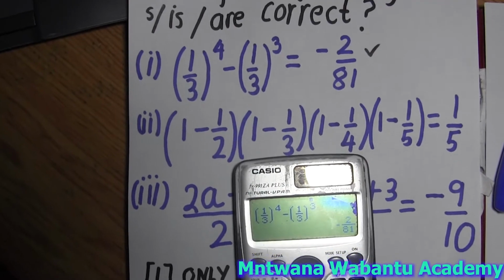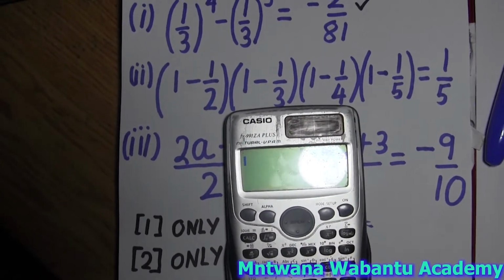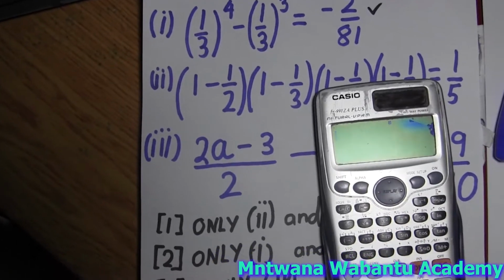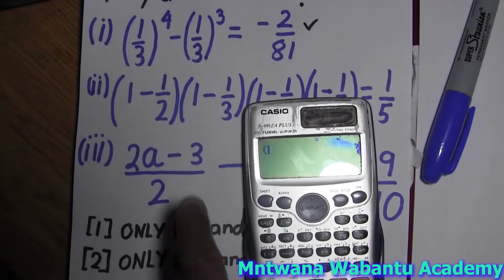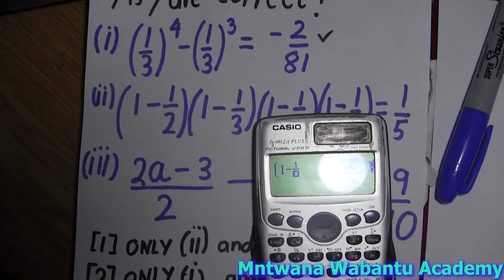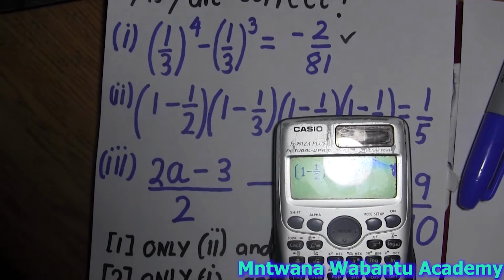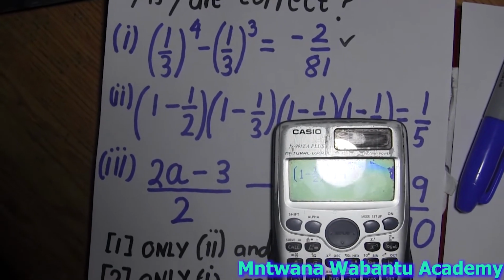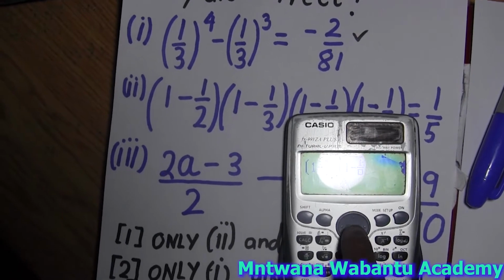Now let's go for the second one, also with the calculator. Open the bracket, 1 minus fraction 1 over 2, then close the bracket and open another bracket, 1 minus fraction 1 over 3.